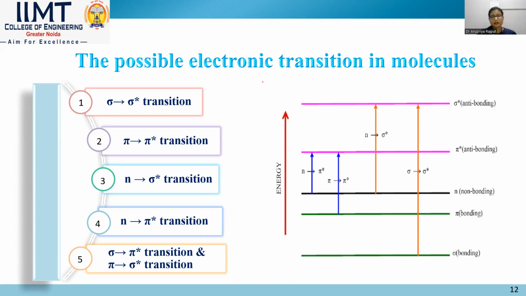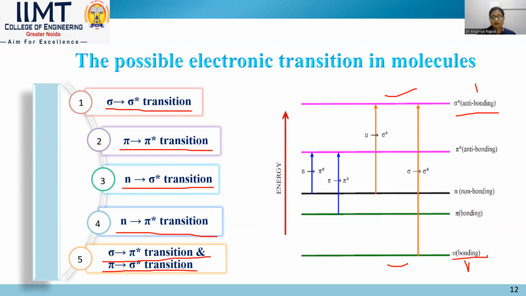When matter interacts with UV radiation, the electrons present in molecules are excited from the ground state to the excited state. We know that molecules have bonding and anti-bonding molecular orbitals. Bonding orbitals have low energy and anti-bonding orbitals have high energy, so electrons move from low energy to high energy. So there are possible transitions: sigma to sigma star transition, pi to pi star transition, non-bonding to sigma star transition, non-bonding to pi star transition, sigma to pi star transition, and pi to sigma star transition.